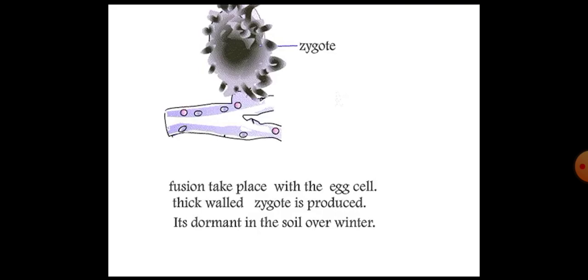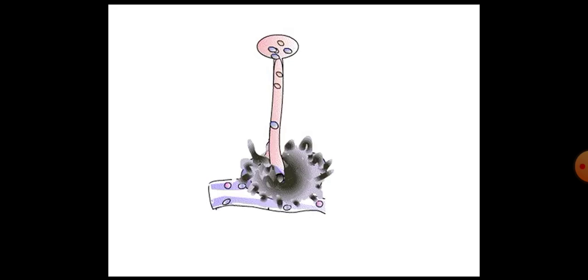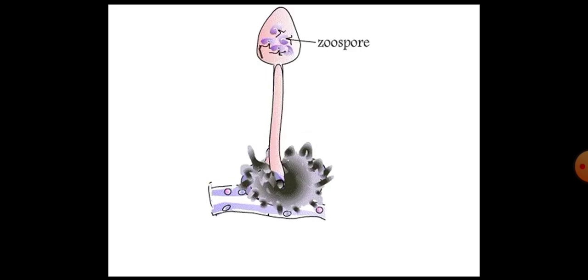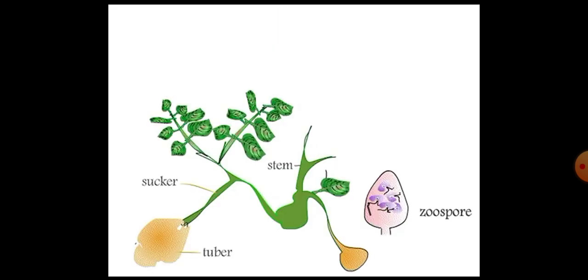So this oospore is very thick-walled. It is dormant in the soil over winter. On return of favorable conditions, it may germinate and produce flagellated spores through meiosis, which then infect the tubers and other parts of the plant.